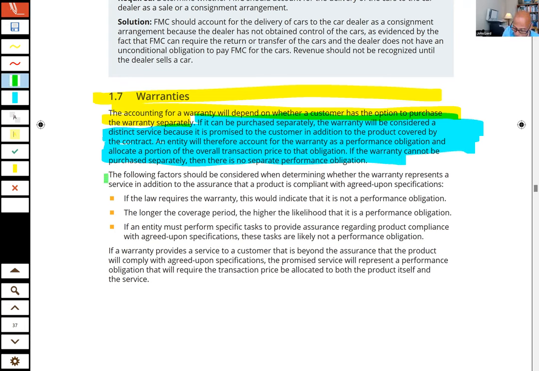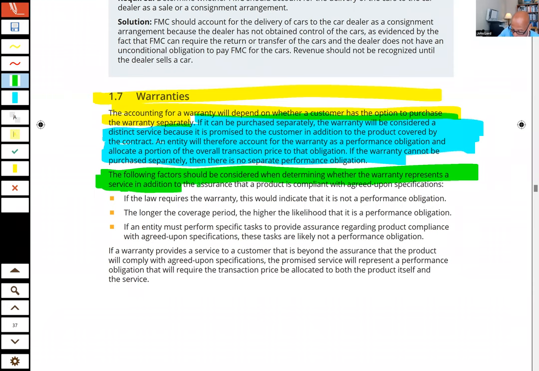Now, what we want to flashcard here is the following factors that would be considered when determining whether the warranty represents a service in addition to the assurance that the product is compliant with agreed upon specifications. So let's flashcard this because the examiners are going to make it so easy to say, well, it's sold separately. And they're more likely to test you on these criteria that we're going to flashcard. So if the law requires the warranty, this would indicate that it is not a separate performance obligation.